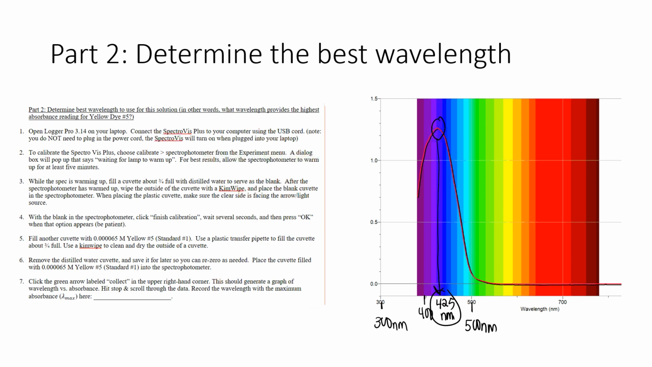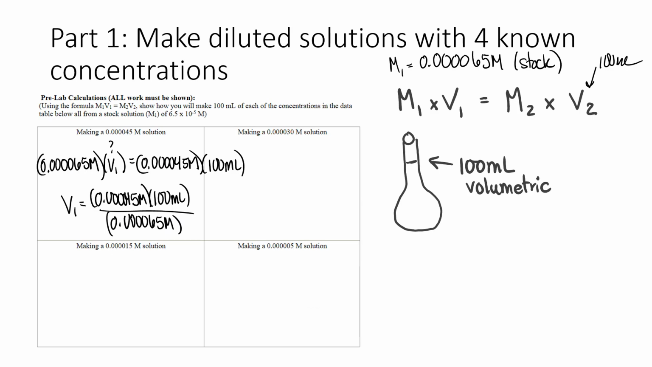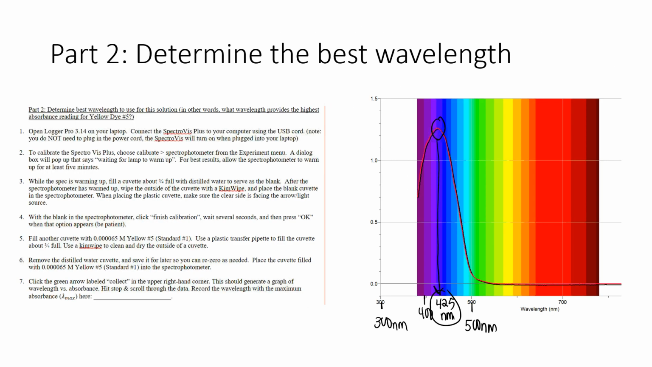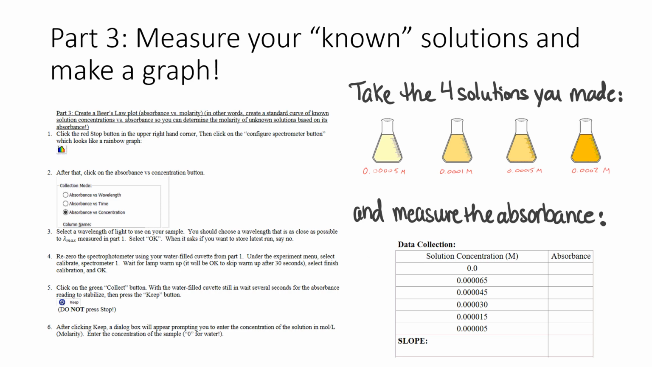So that was part 1, make solutions of some different molarities. Part 2, figure out what wavelength of light those solutions will absorb. And we discovered that's blue-purple, which is 425 nanometers. Then part 3 is we are going to measure the absorbance at that wavelength, 425 nanometers, because that's the color of light it absorbs really well. And we're going to measure the absorbance of these 4 solutions that we made. So you made some solutions. You're going to measure the absorbance of those solutions.